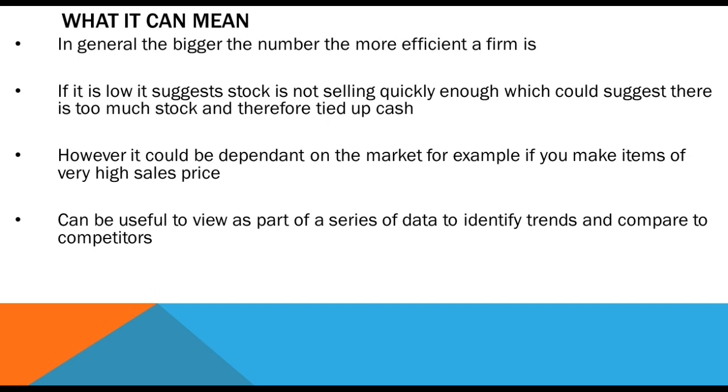Really what you want to be looking at is putting the data into a series, so you can identify trends over a number of years. If you're just looking at stock turnover figures of one-off year, it doesn't really tell you much at all, whereas if you're looking at it over a trend, you can really identify whether or not you're having a good year or a bad year, or whether things are improving or getting worse.